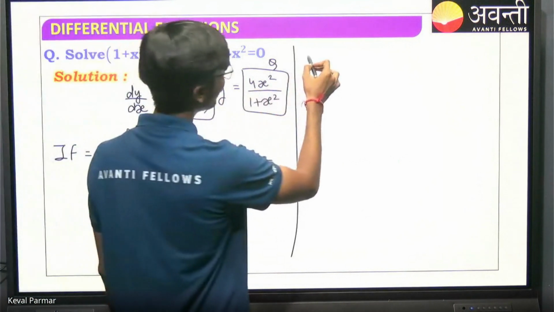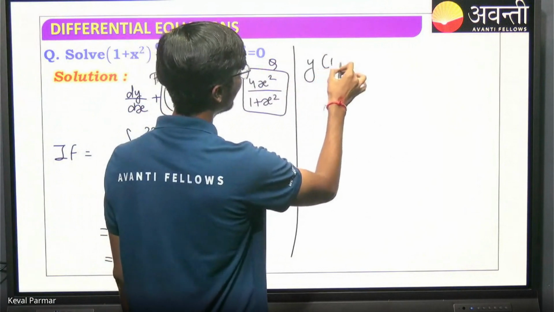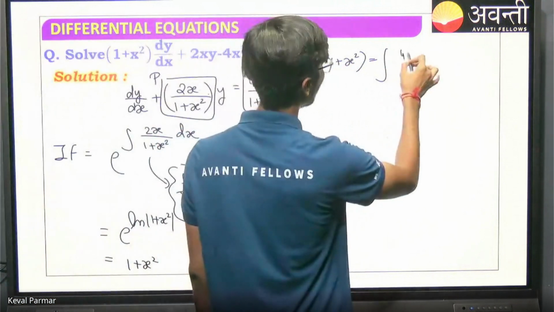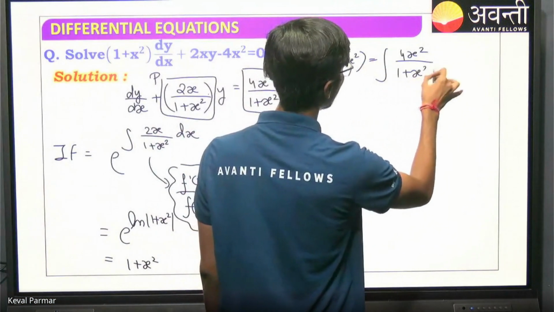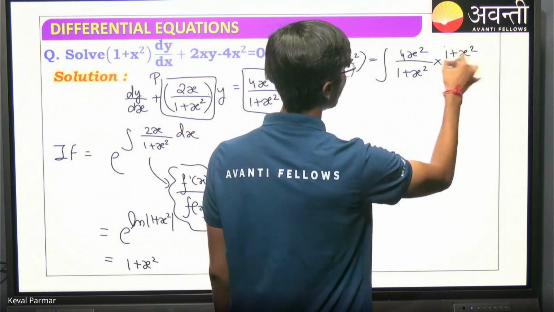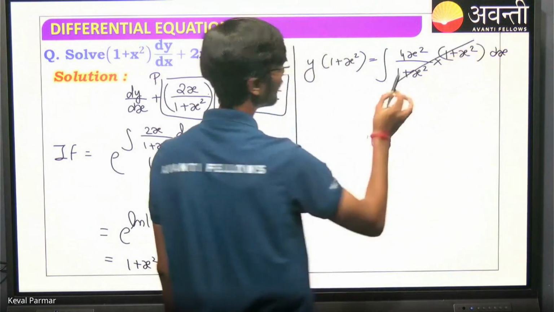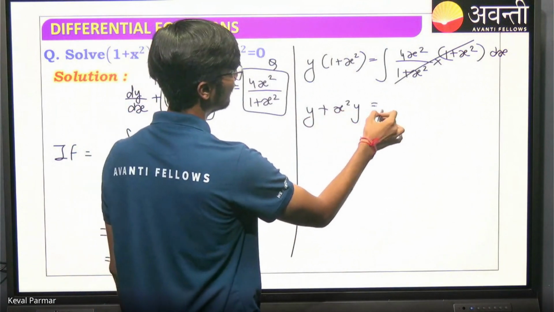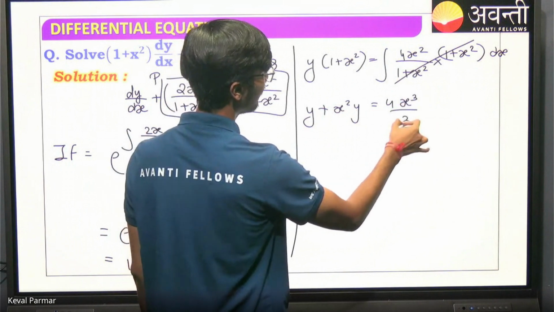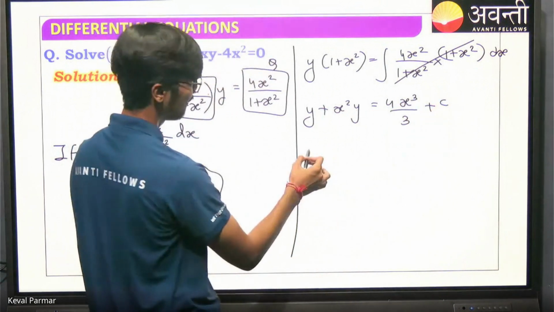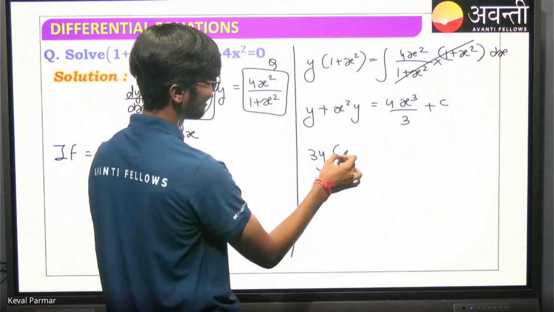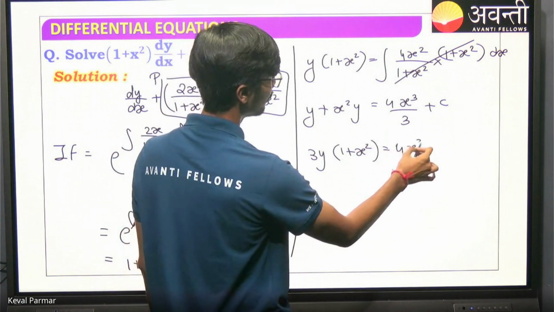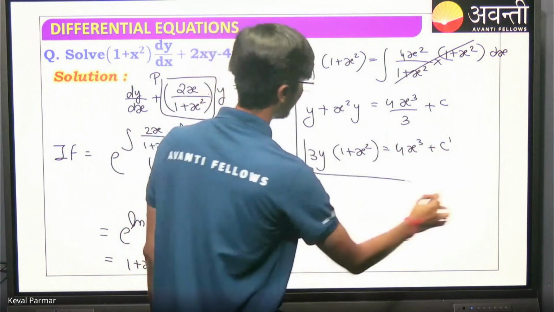So, the solution will be y times the integrating factor equals ∫ q times the integrating factor, that is ∫ (4x²/(1 + x²)) (1 + x²) dx. So this 1 + x² will get cancelled. So I'll get y + x² y = 4x³/3 + c. We can cross multiply, so I'll get 3y. I took y common again, I don't know why. But (1 + x²) = 4x³ + c'. This is my answer.